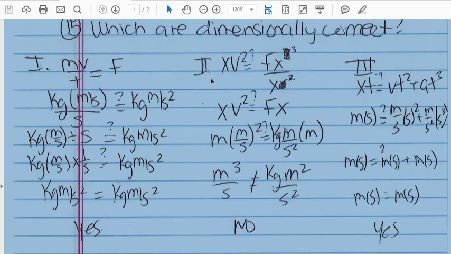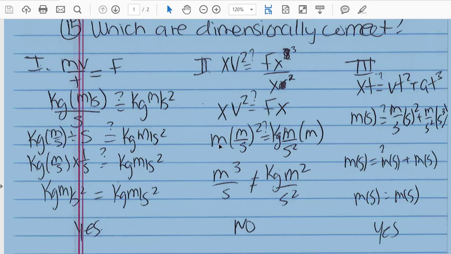The other equation though, xv squared equals vx cubed all over x squared, is not dimensionally correct. So the first thing I'm going to do is simplify it. If I do that, I see that it simplifies down to xv squared equals fx. Well, just common sense tells me that v squared probably isn't going to have the same units as f, because f is kilograms meters per second squared and v is meters per second. There's no kilograms on this side, so just outright in my head I should know that this isn't going to work. But to prove it to you, I put the units in.